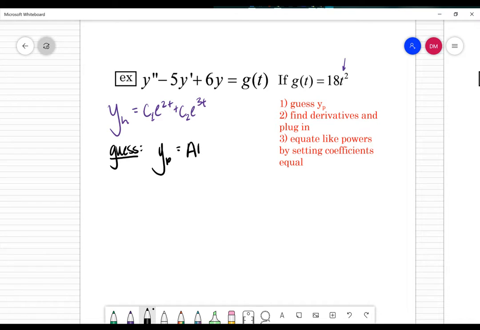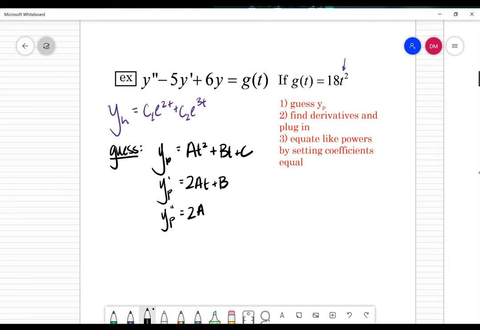We're going to use a t squared plus bt plus c. The one we did in class was linear, so just be aware that based on the degree of your g of t, you would likely have to change y sub p. So finding the first derivative and the second derivative would look like that. Now, from here, the process is exactly the same.